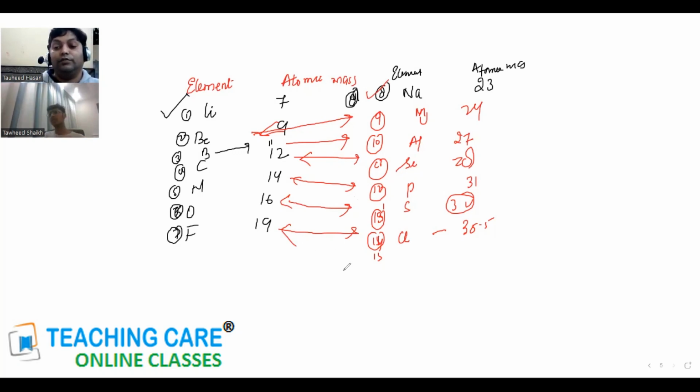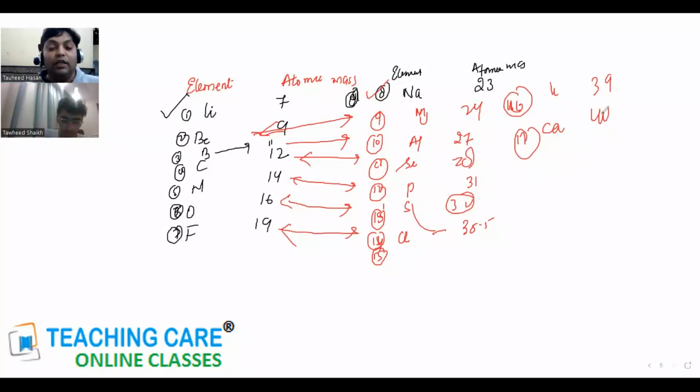Then next is your 15, then 16. Yeah, 16 is your potassium. Potassium, that is your 39. Then next is your calcium, 17 is your calcium. That is your 40. So you can see every 8th element is the repetition of the property of the first element.